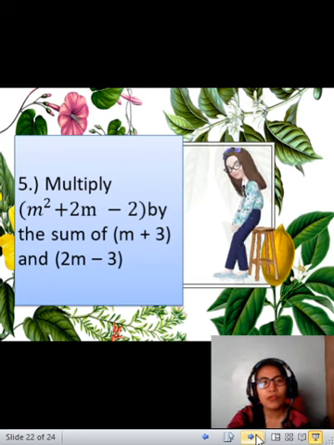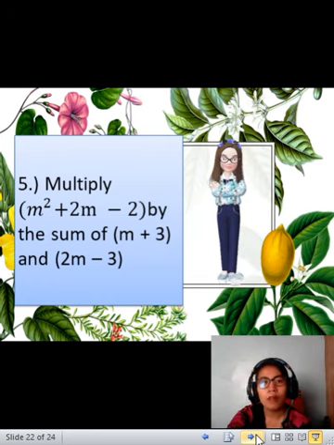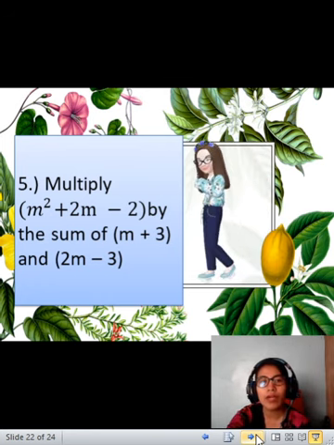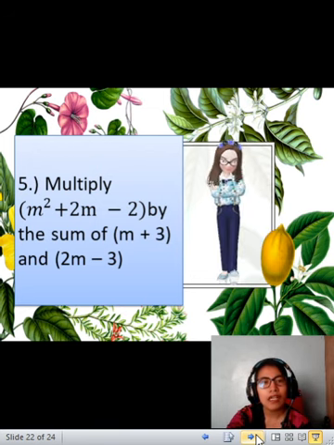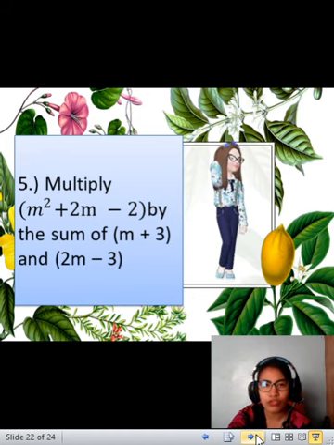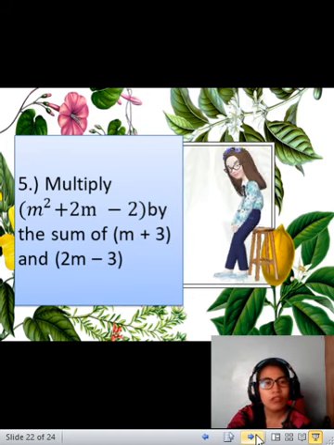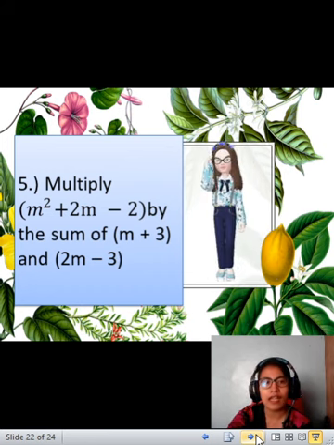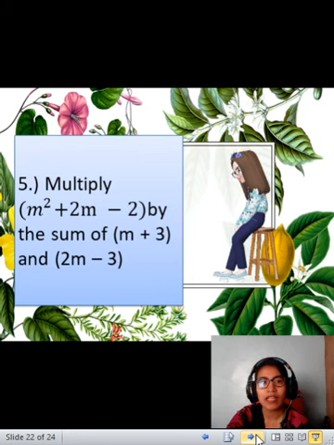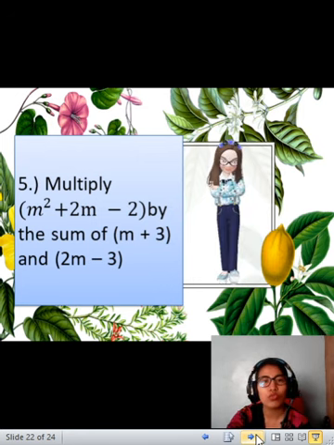Next, we have number 5, the last question. Multiply m squared plus 2m minus 2 by the sum of m plus 3 and 2m minus 3. So the first thing you need to do is add first the m plus 3 and 2m minus 3. When you get the answer to that, that's the only time you multiply it to our m squared plus 2m minus 2.